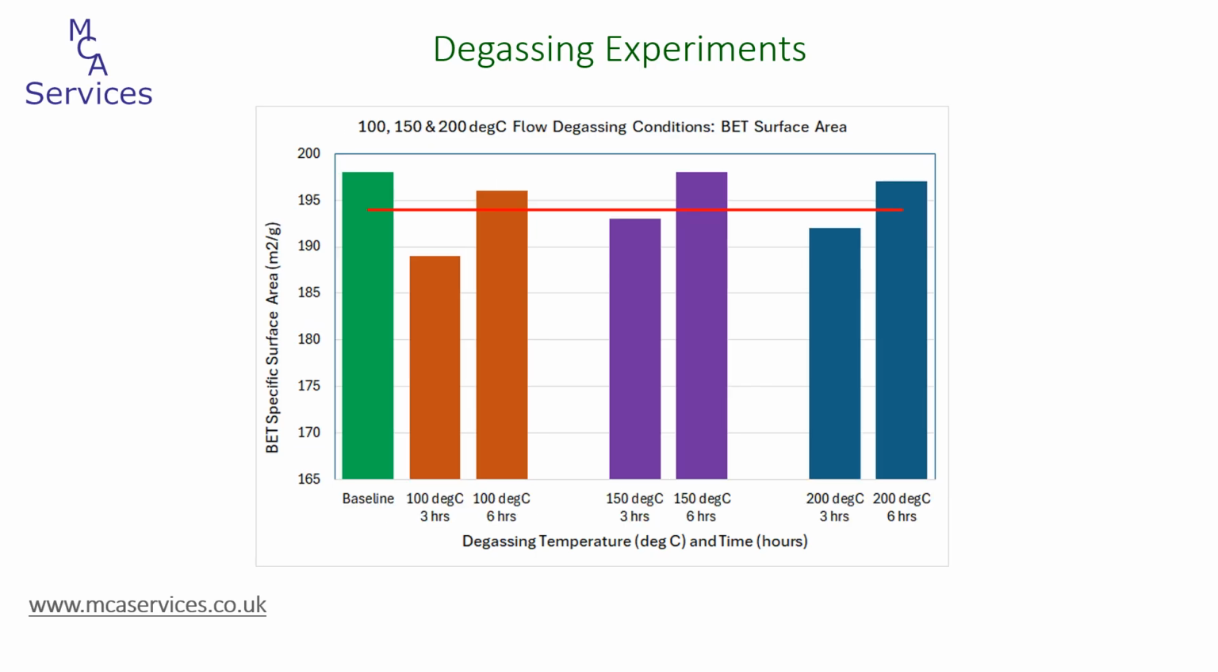Now looking at the flowing gas method, we can see that longer degassing times are generally required than for the vacuum method. 100, 150 and 200 degrees all require 6 hours degassing to exceed the minimum specification and approach the baseline result. This is perhaps unsurprising, as we're relying on the flow rate of the inert gas to drive the vaporized volatiles not just away from the sample, but also out of the analysis tube.